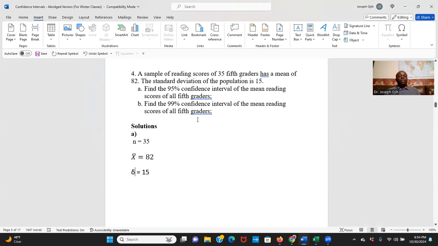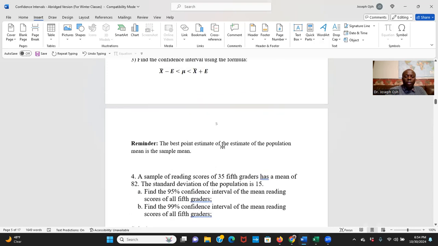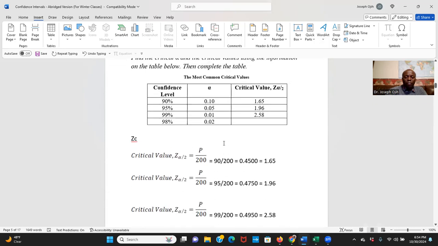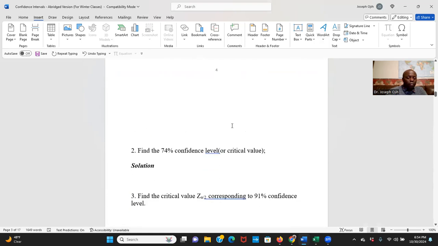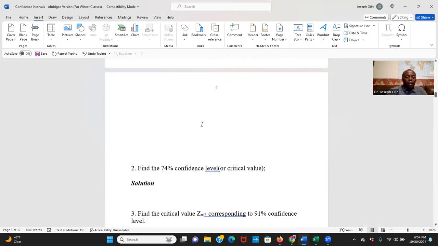And they say find the 95% confidence interval. So let's find the critical value, which is Z alpha over 2, for 95%. We did the calculation a few minutes ago. For the confidence level of 95%, let's go to the table and pick it up. Right here, for 95% it is 1.96.